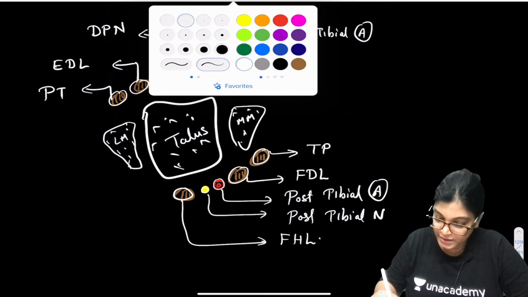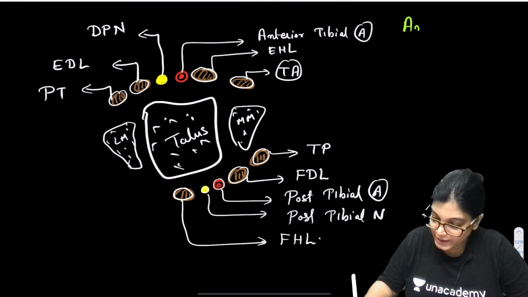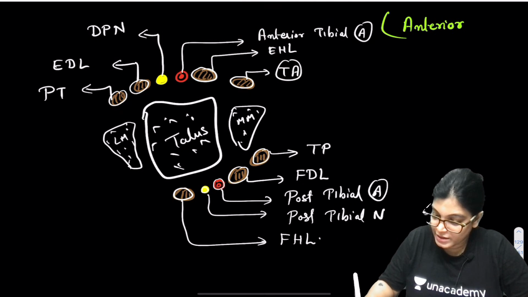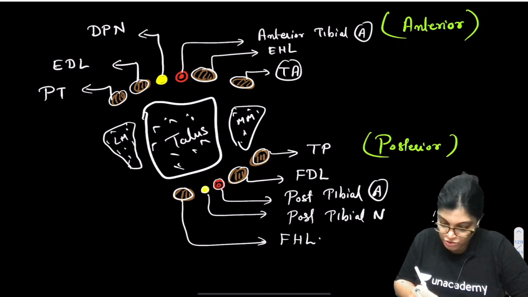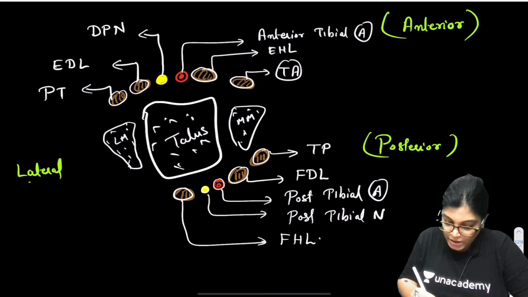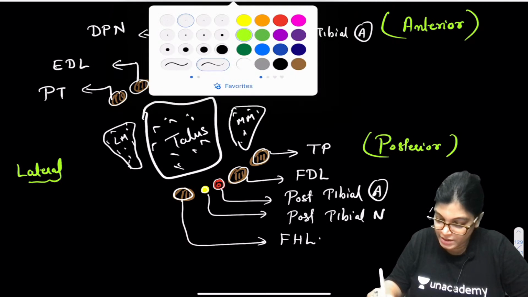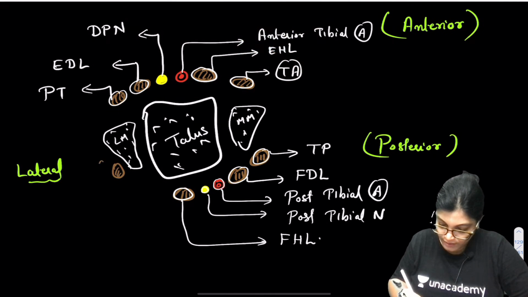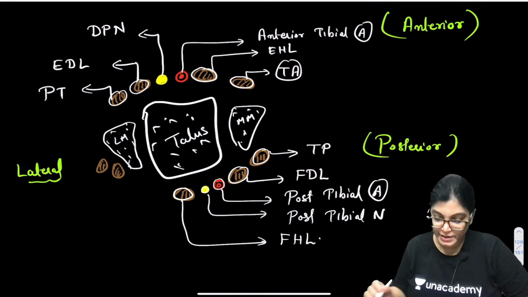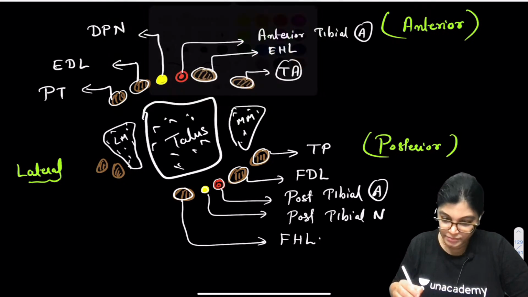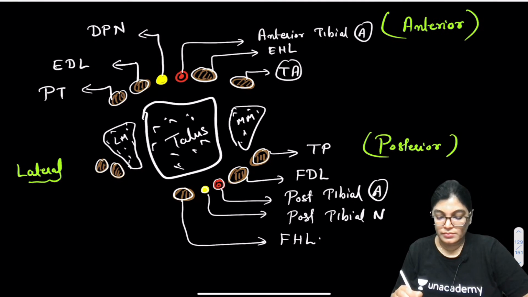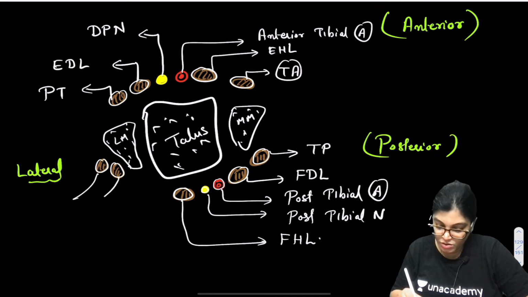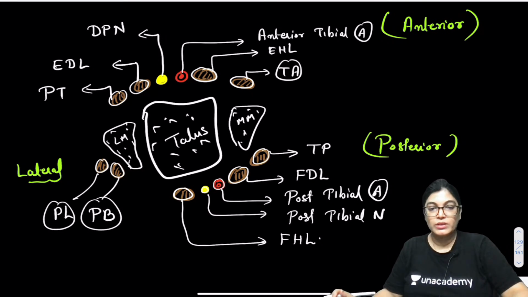So, I would like to write here, this is showing the anterior relation, this is showing the posterior relation, and what I want to show on the lateral aspect. So, here you can write lateral, two muscle tendons are there. What are they? Peroneus longus and peroneus brevis. So, we have done.